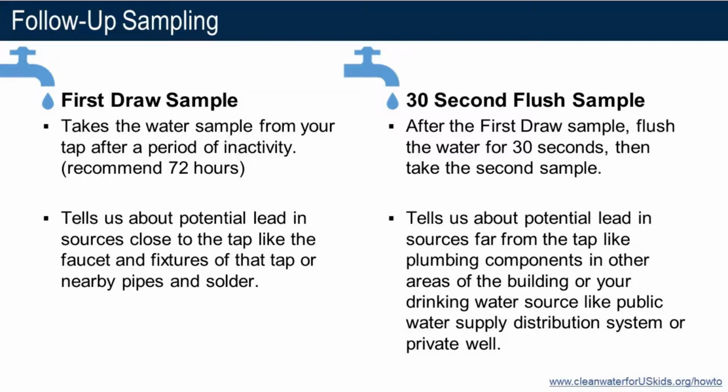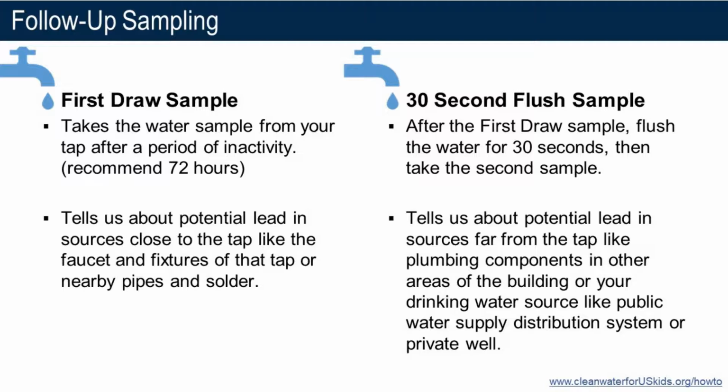First draw samples take the water sample from your tap after a period of inactivity. 30-second flush samples are a collection of water after the first draw sample. Then you flush the water for 30 seconds and then take the second sample. First draw samples tell us about potential lead in sources close to the tap, like faucets and fixtures of the taps or nearby pipes and solder.